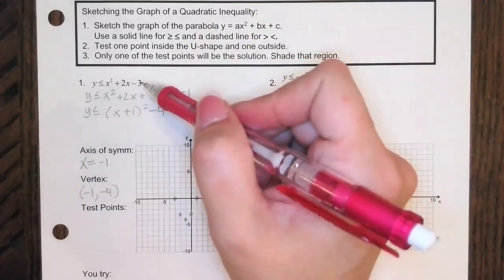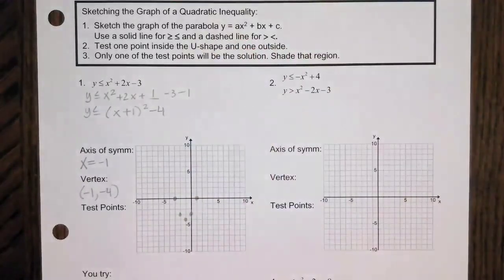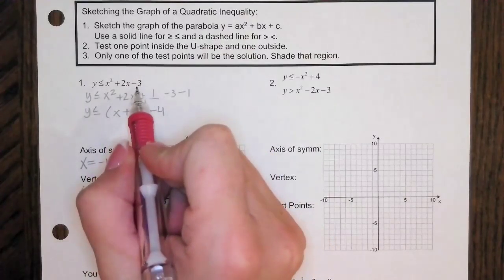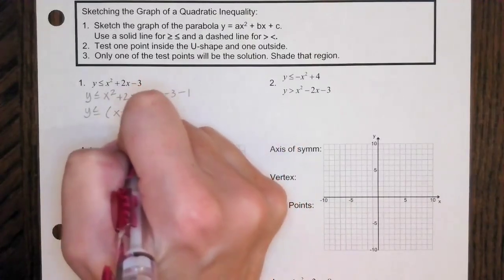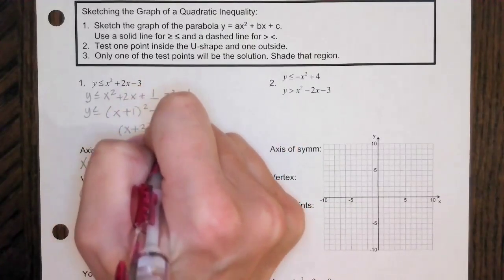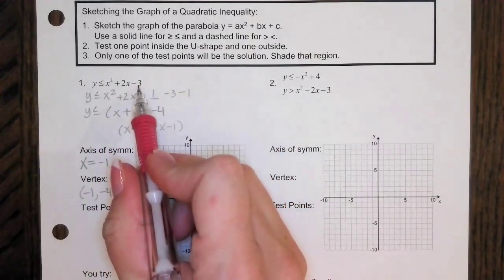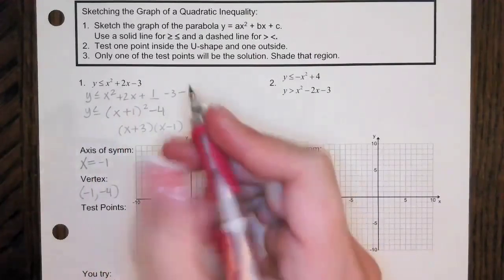Had we factored this, we would have gotten these two roots too. Remember, when we factor, that's what it gives us: our roots. So let's practice that real quick. When we factor here, we're looking for what multiplies to be -3 and adds to be 2. And so this factors to be (x + 3)(x - 1). +3 and -1 multiply to be -3, and +3 and -1 add up to be a +2.